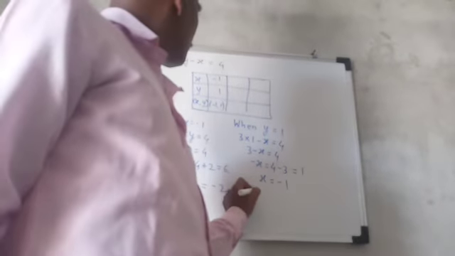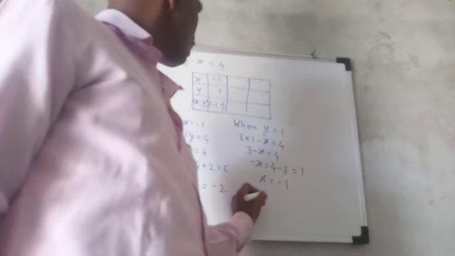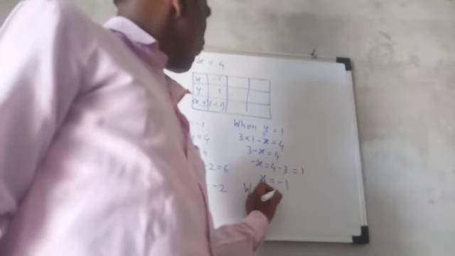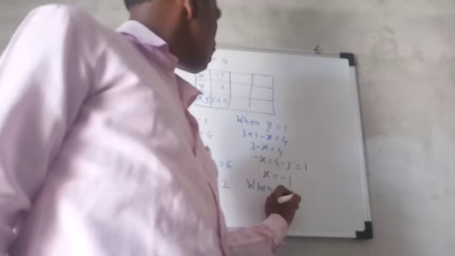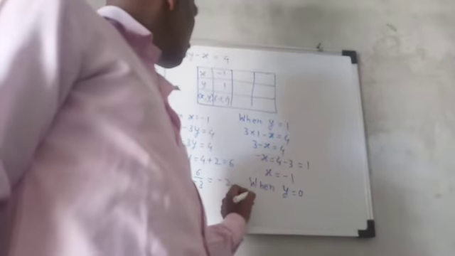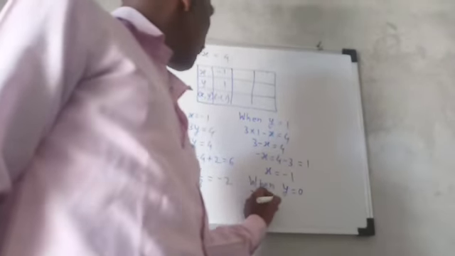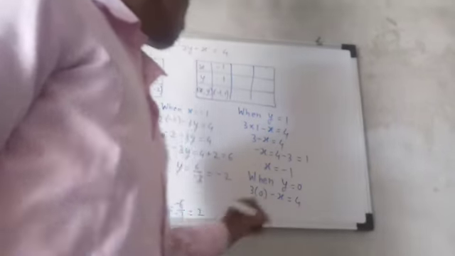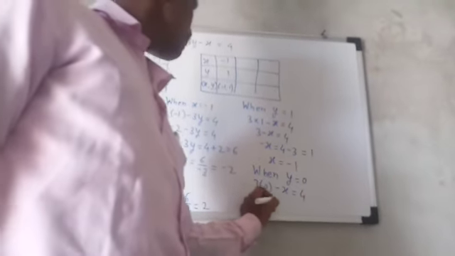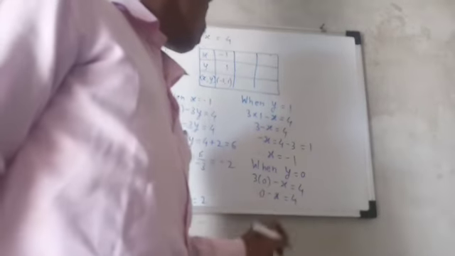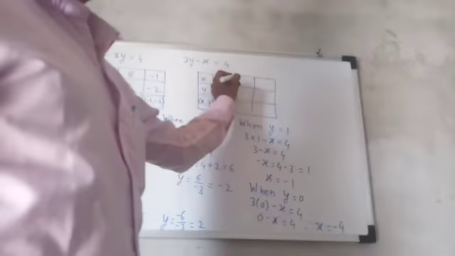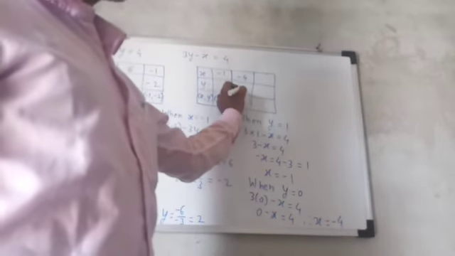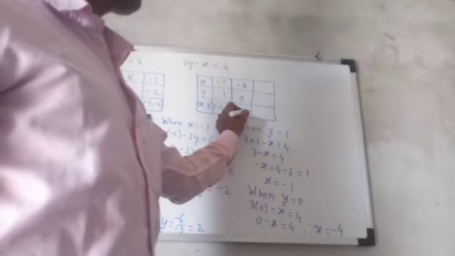When y is equal to 0, 3 into 0 minus x is equal to 4. 3 zeros are 0 minus x is equal to 4. That means minus x is equal to 4. Therefore, x is equal to minus 4. Minus 4, 0 is the other point.